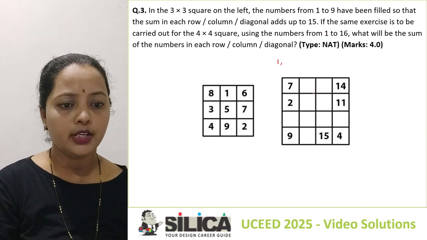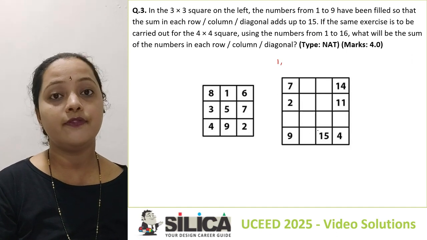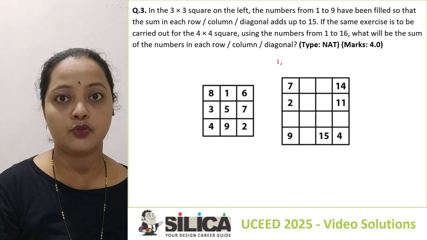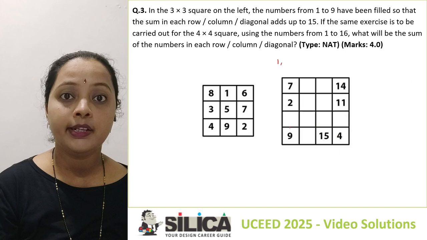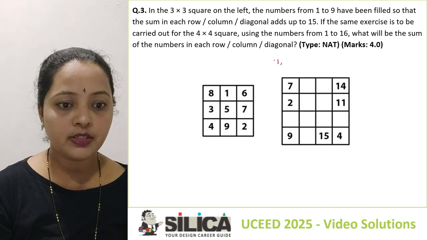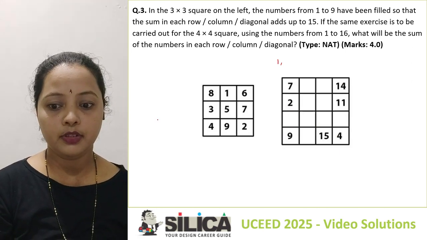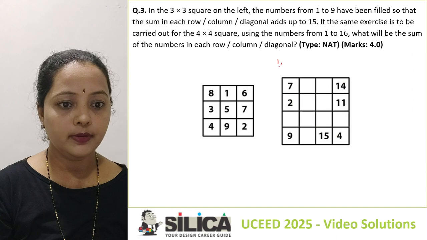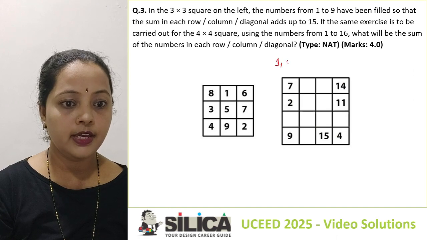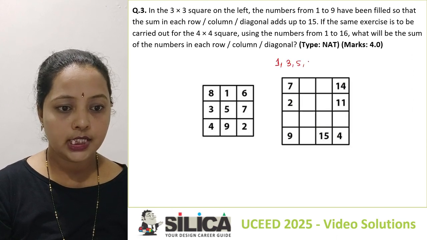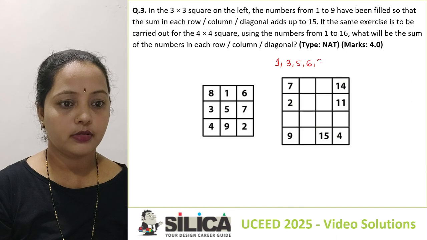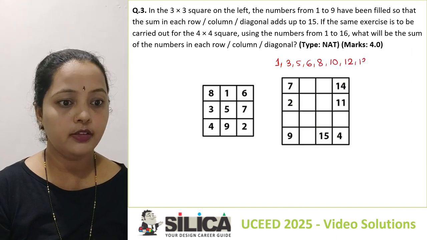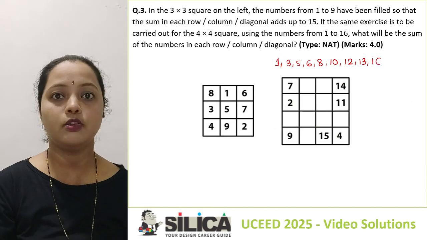So what let's do in this 4 by 4 square, let's first jot down the numbers which are missing. So it would be easier for us to later on plot them in. So the numbers which are missing are the number 1, then the number 3, 5, 6, 8, then there's 10, 12, 13, 15 is there and 16. So these are the missing numbers.